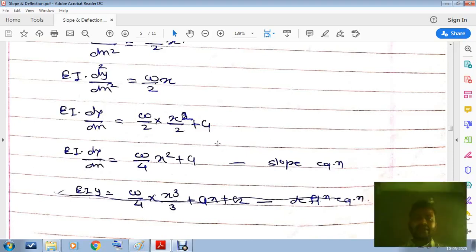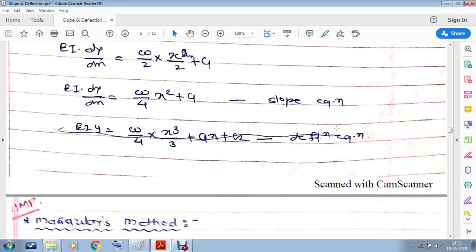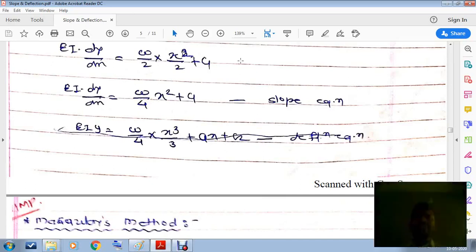Let us integrate it one more time. So we will have EI into y is equal to W by 4 into integration of x square, which is x cube by 3, plus integration of c1, which is c1 x, plus c2. That equation we are now calling the deflection equation, because we are having y here. So this is by the double integration method.